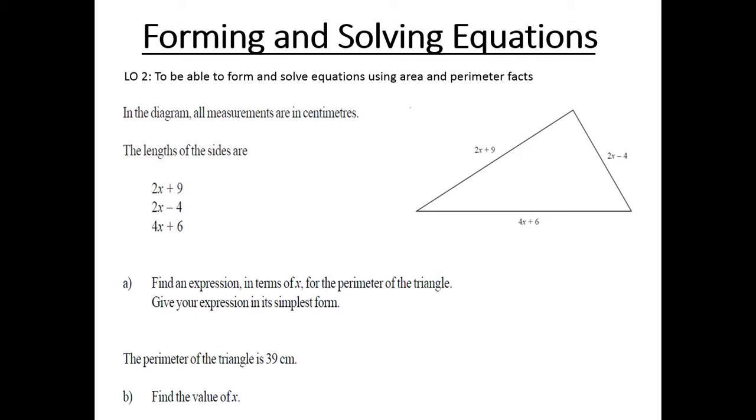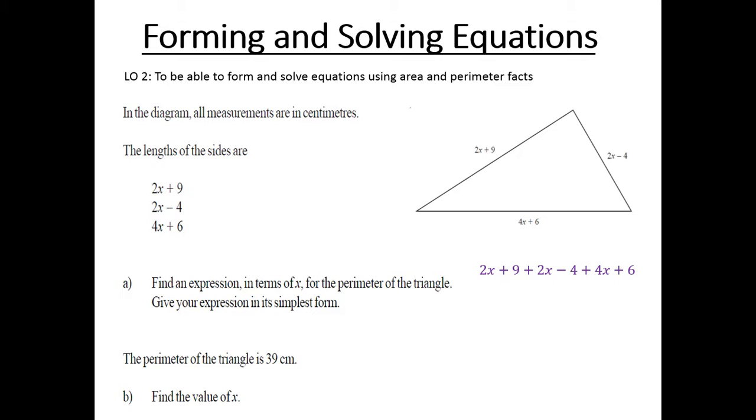Okay, question A. What does it say? We've got a triangle here with three sides. All the sides are given as an expression: 2x plus 9, 2x minus 4, 4x plus 6. Question A just says find an expression in terms of x for the perimeter of the triangle. Well, what is the perimeter? You just add up all the sides, in terms of x. That's what he's asking you for part A.